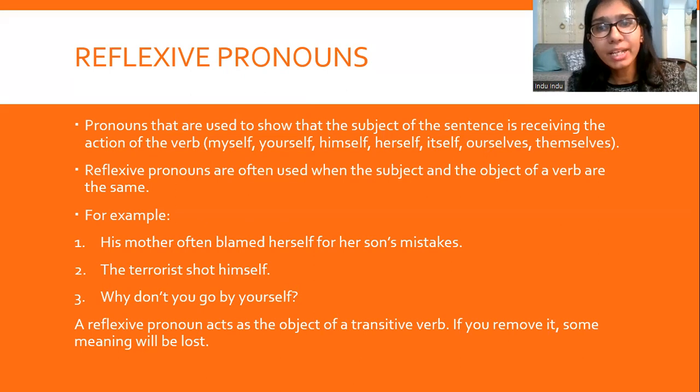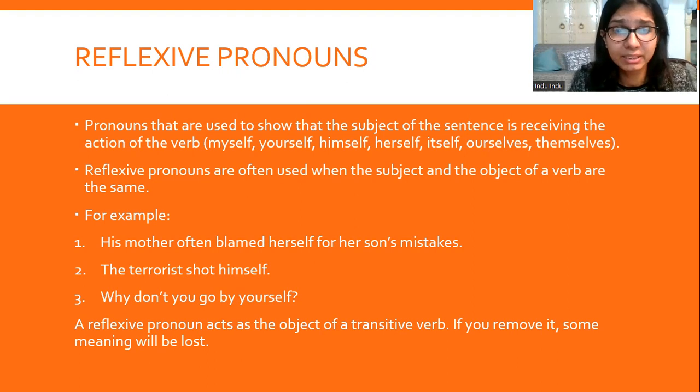Why don't you go by yourself? So it's saying, why don't you go on your own? Why don't you go by yourself? You are at the receiving end of the action of the verb. So again, a reflexive pronoun. His mother often blamed herself for her son's mistakes. So the mother is at the receiving end. She blamed herself for her son's mistakes.